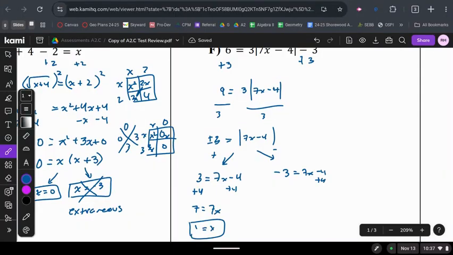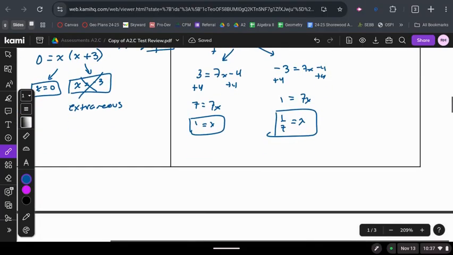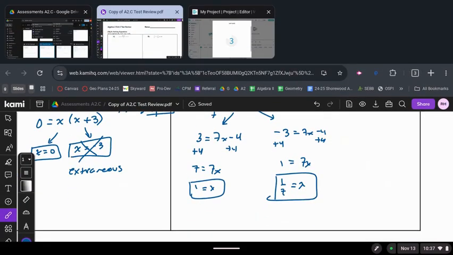And then adding the 4 to both sides, I get 1 is equal to 7x. Dividing by 7, I get 1 over 7 is equal to x. So those are my two solutions. I'm going to make a different video for the other objective.